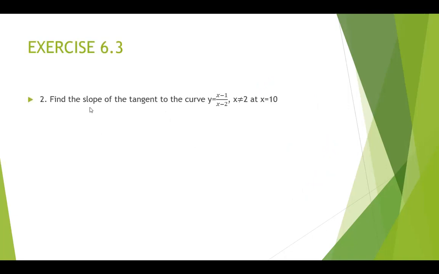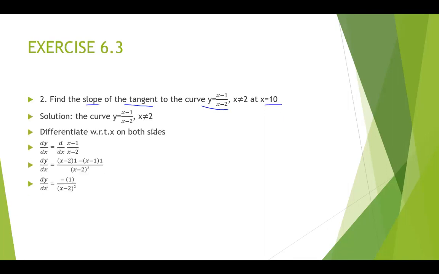Now, I consider one more. Find the slope of the tangent to the curve y is equal to x minus 1 upon x minus 2, provided x is not equal to 2, and at x equal to 10 we have to find out. As usual, I consider the function and differentiate with respect to x on both sides. I apply the u by v rule. X minus 2 the whole square, x minus 2 into derivative of x minus 1, it is 1. X minus 1 as it is, derivative of x minus 2 is 1. So here x minus x gets cancelled. Minus 2 plus 1. So minus 1 upon x minus 2 whole square. It is dy by dx.